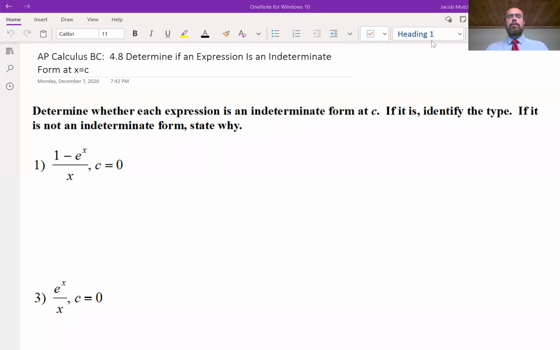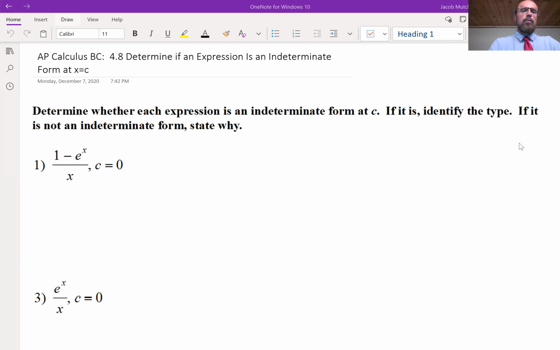Welcome to Calculus. Today we will investigate determining if an expression is an indeterminate form at x equals c. We'll take a look at three examples. In each example, we're given an expression and then a certain value of c, and we're trying to decide whether it's one of the two main indeterminate forms.